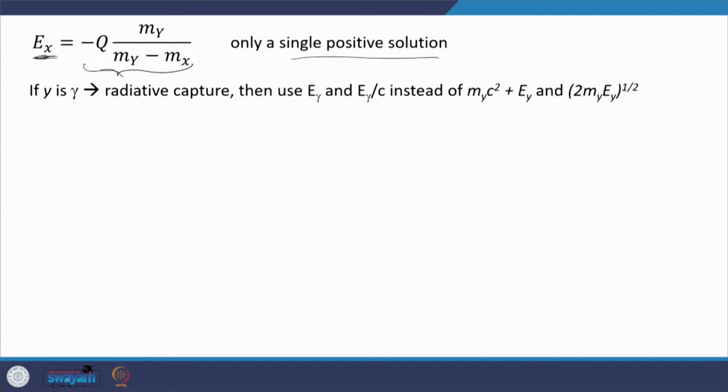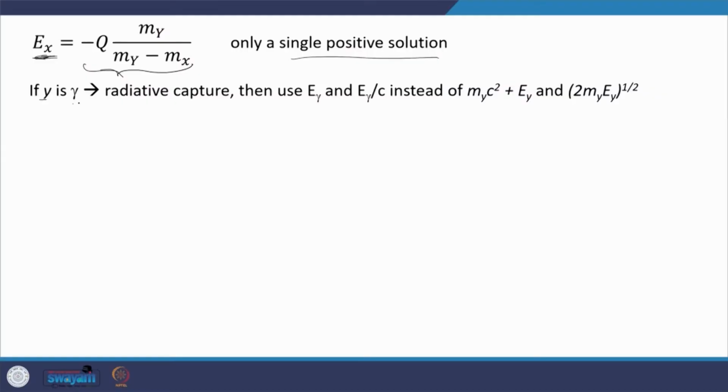Up to this point I have considered a reaction in which the particles have rest masses. I have discussed earlier that most of the reactions in nuclear astrophysics deal with the radiative capture type. In this case the ejectile is a gamma, which has no rest mass. So you need to replace a few quantities if the nuclear reaction is of the radiative capture type. What are the quantities to be replaced?